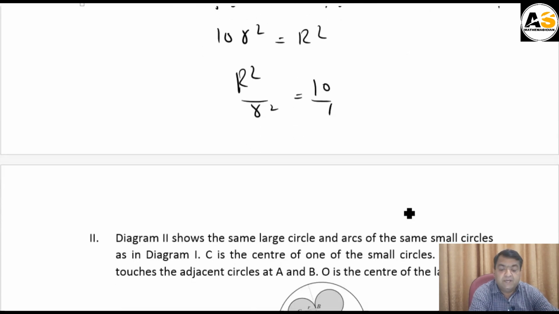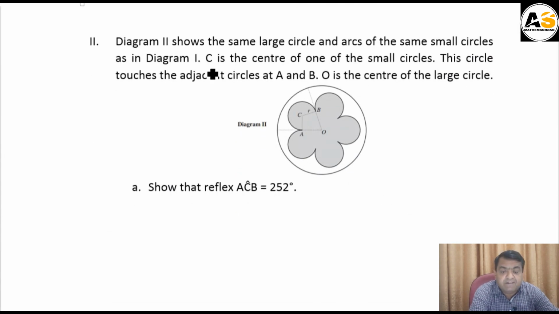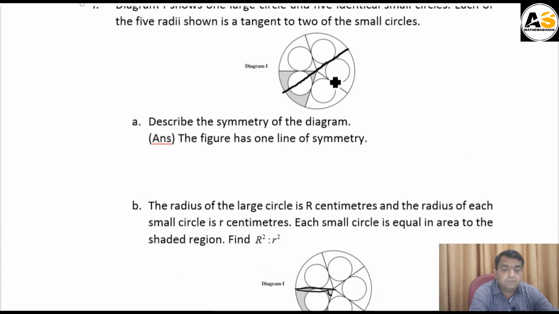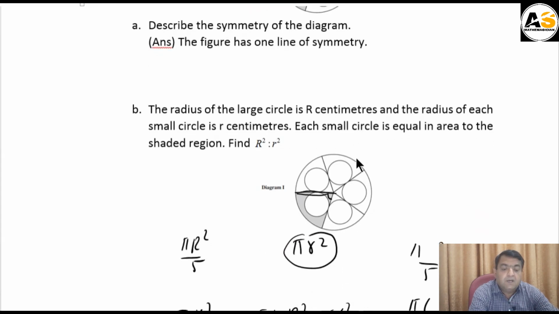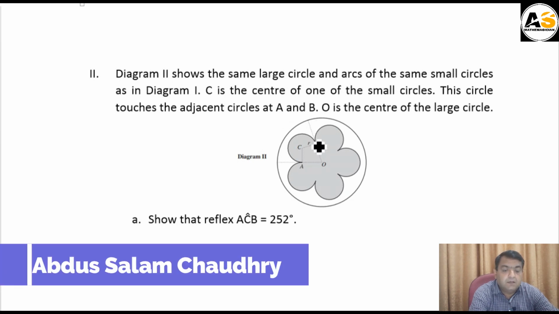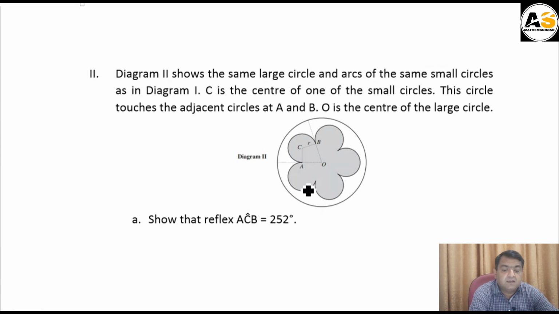This was part 1. In part 2, we are given that diagram 2 shows the same large circle and arcs of the small circles as in diagram 1, this one. From here, it is shown like this. This part is removed. And C is the center of one of the small circles. This is C. The circle touches the adjacent circles at A and B. O is the center of the large circle.